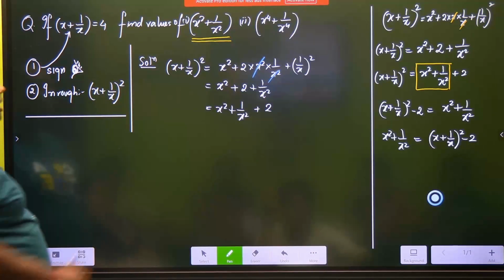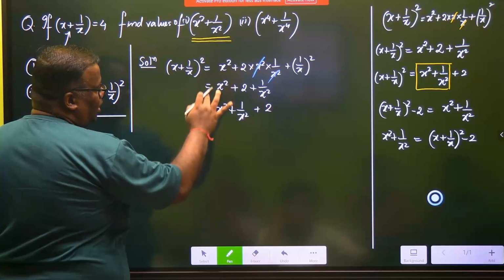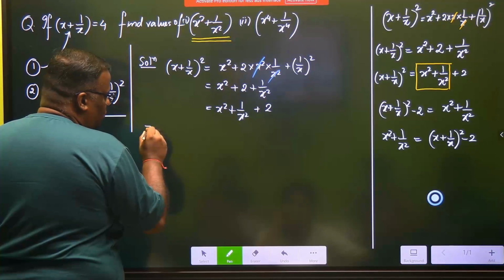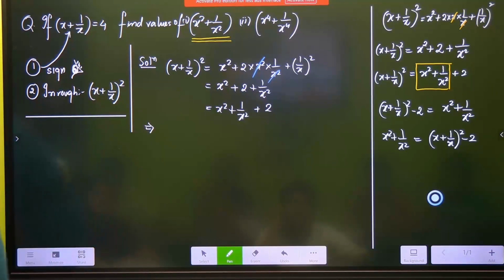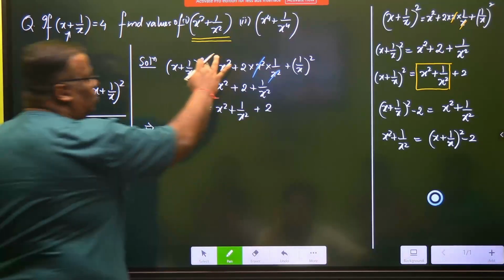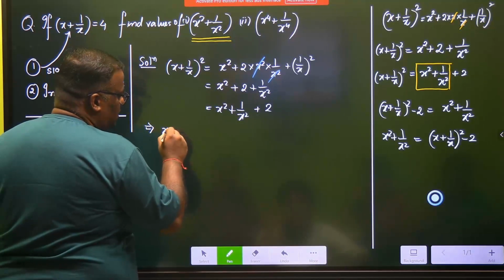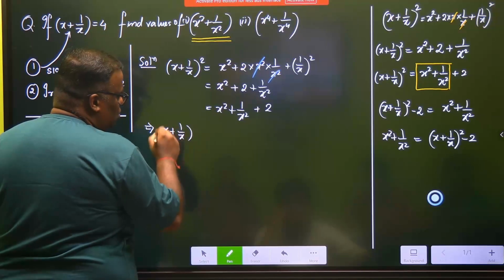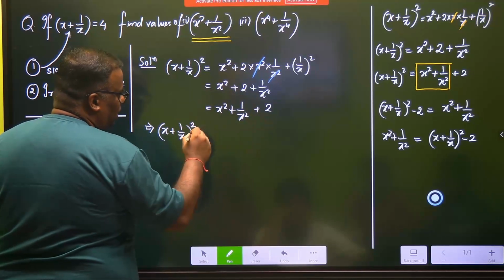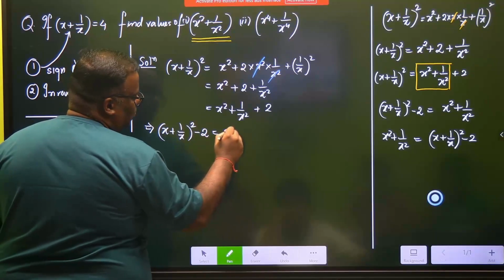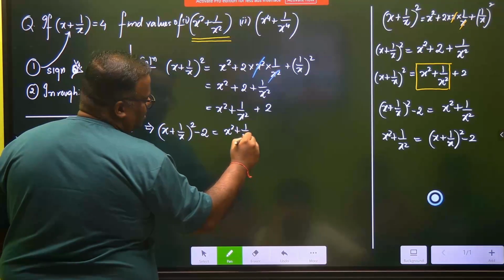In my next step, now this is all equal, so here we will use this sign. See, this is an equal equation, isn't it? So we will use this sign. Now we write x plus 1 by x whole square, being the pomegranate, this side 2, is equal to x square plus 1 by x square.